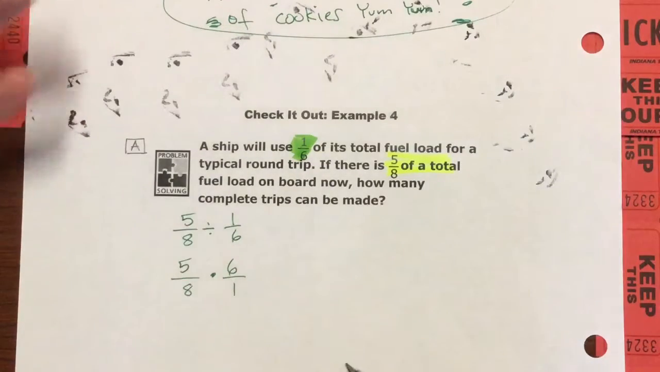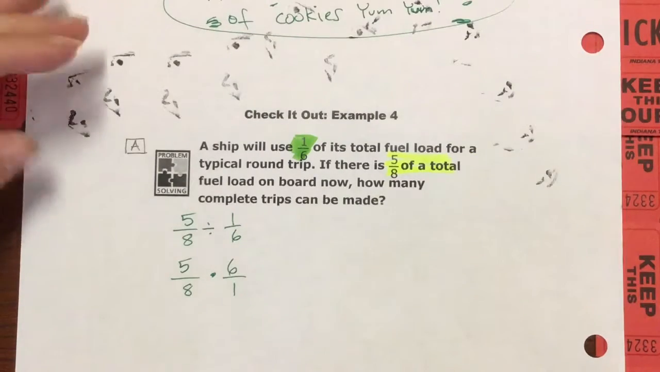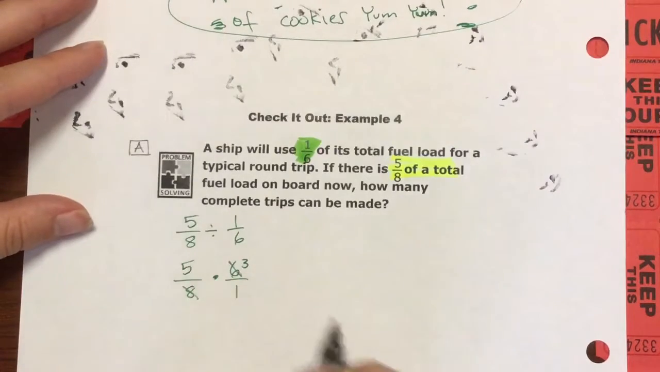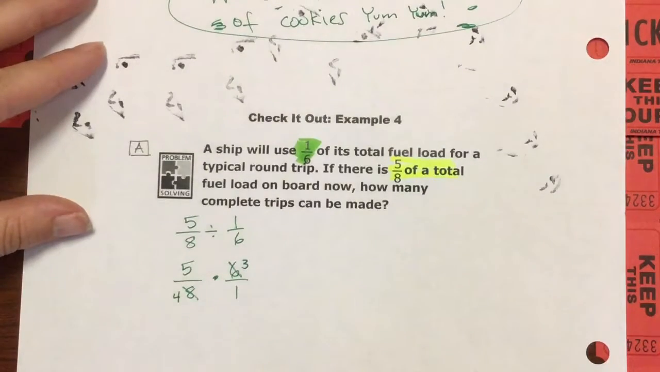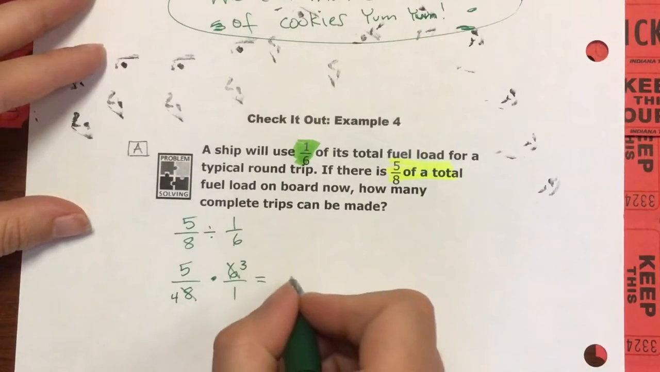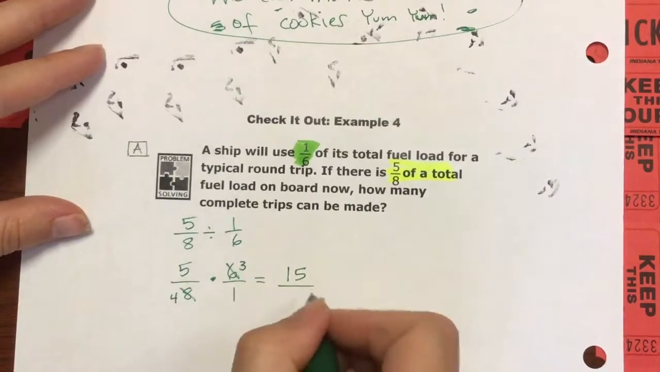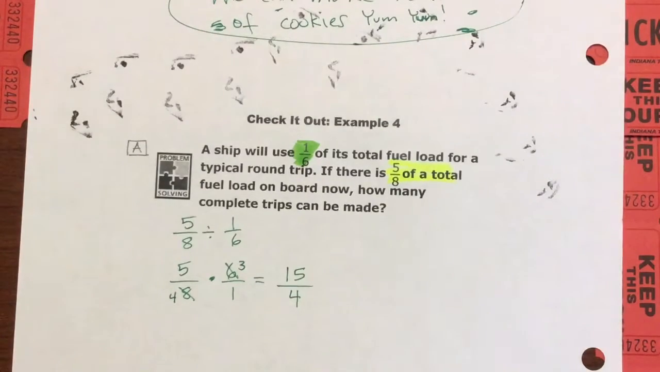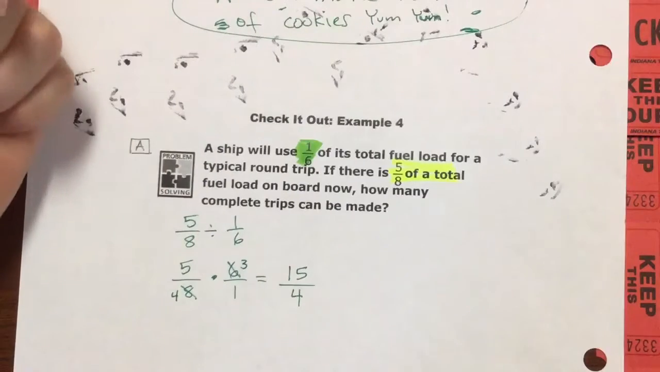We can't do anything with the 5 and 1. We look at the 6 and 8. Anything common? Yes, there's a 2. 2 goes into 6 3 times. 2 goes into 8 4 times. And then we just multiply across. 5 times 3 is 15. 4 times 1 is 4. All right, we have our improper fraction, which we are going to change into a mixed number.